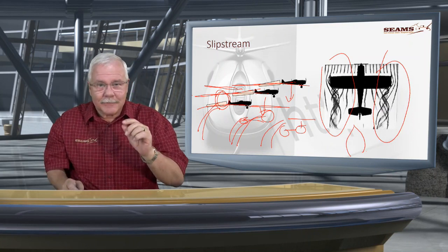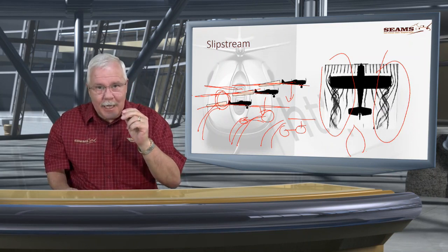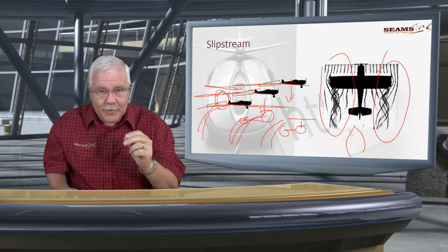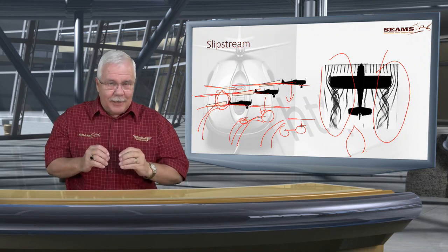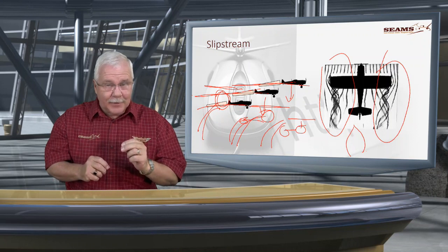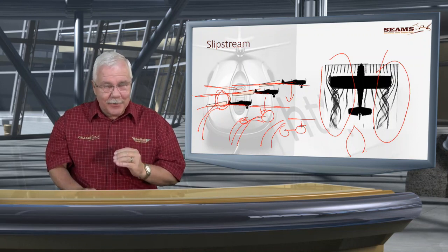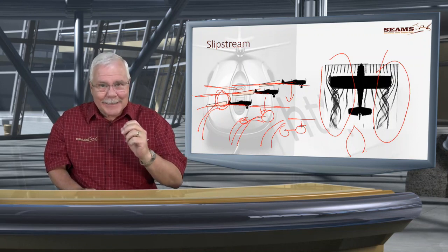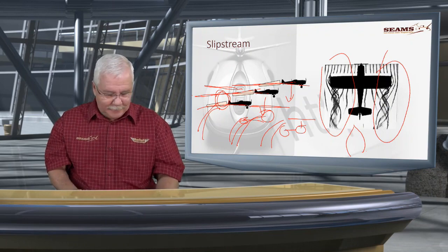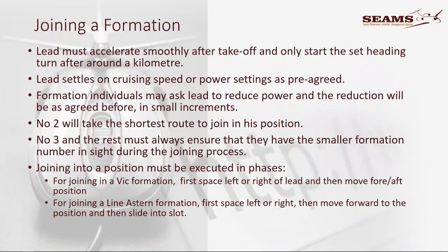Right. So the difference between a helicopter and a high wing, fixed wing, is only that in line astern, the aircraft will still step down, and the helicopters will maintain a step up. Okay. Right. Now that we've said all of that, joining a formation.